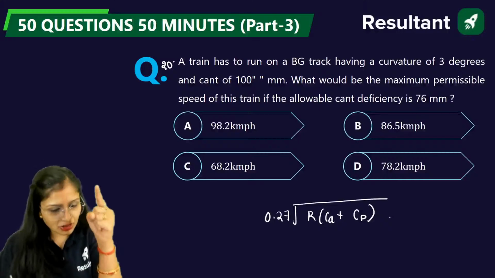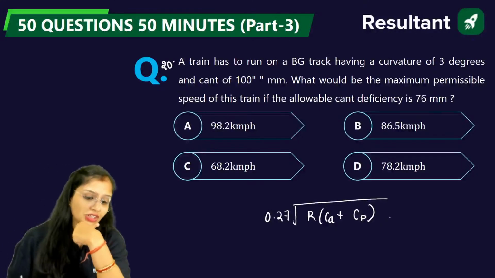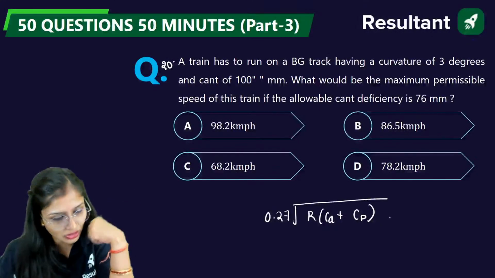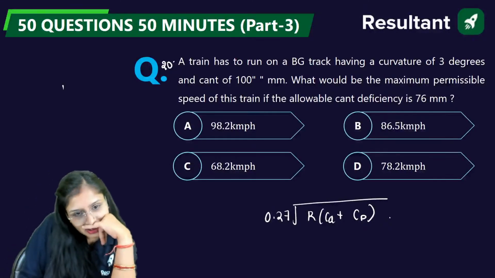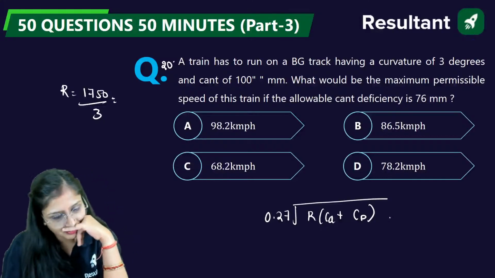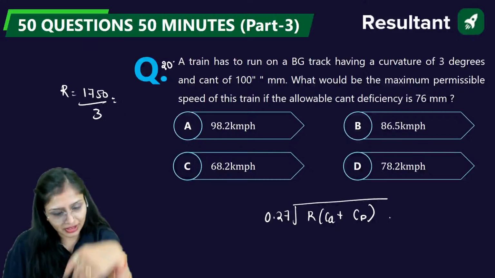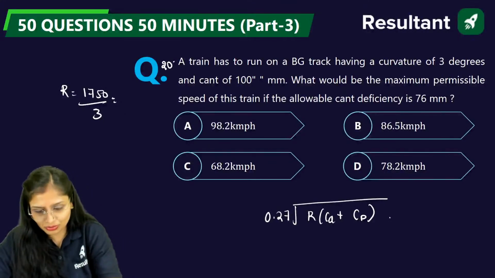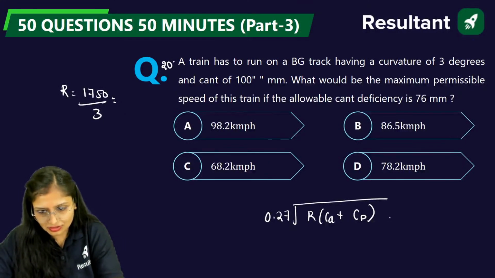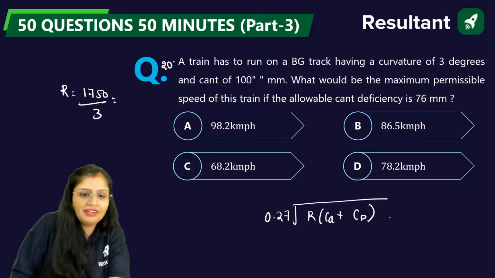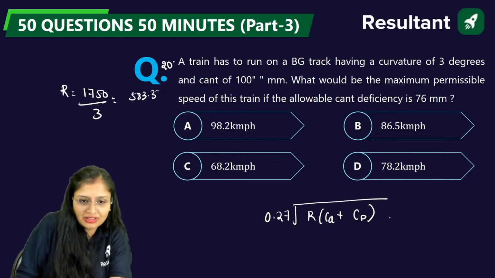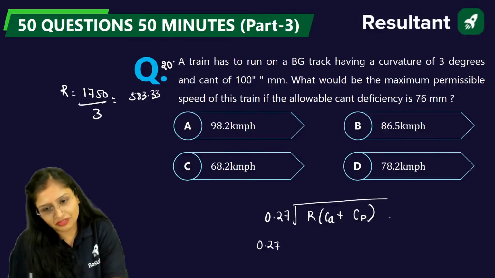Now in this question, they haven't mentioned the radius of the curve. So first you have to calculate the radius of the curve. R is equal to 1750 by 3. How much will it come? 1750 by 3. Come on, solve it, guys. I'll have to use the calculator. Right now I'm using it. 583.33.